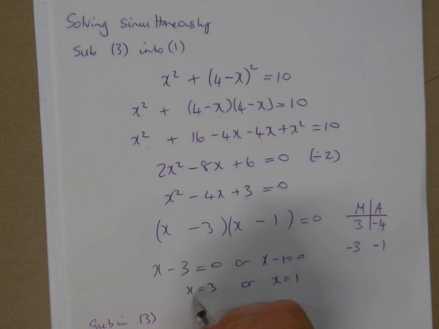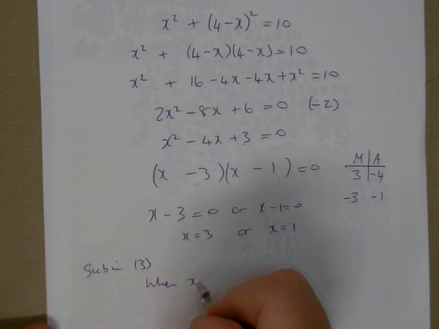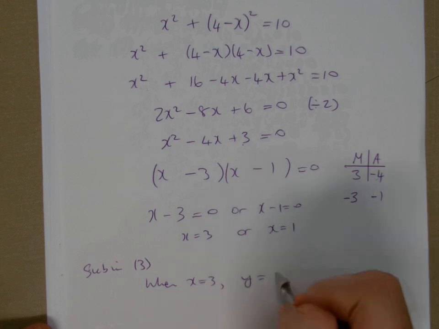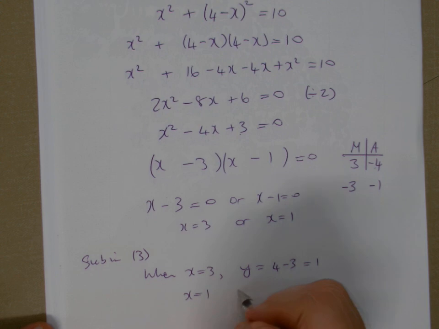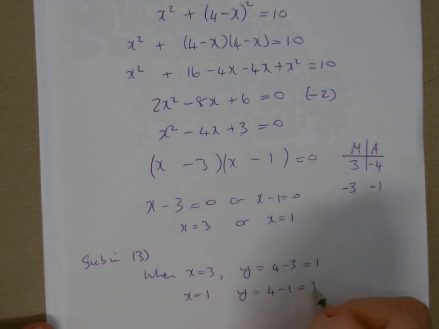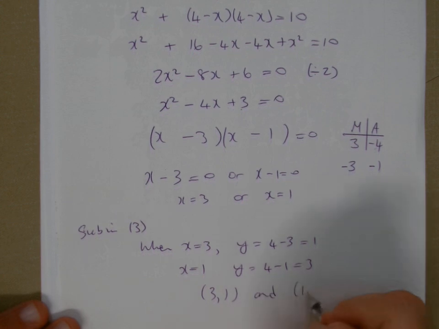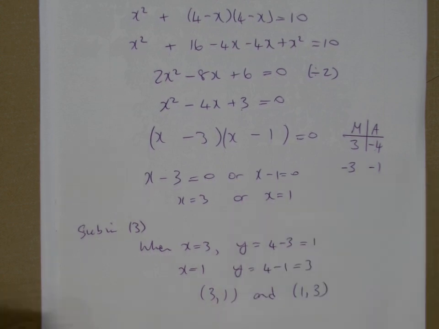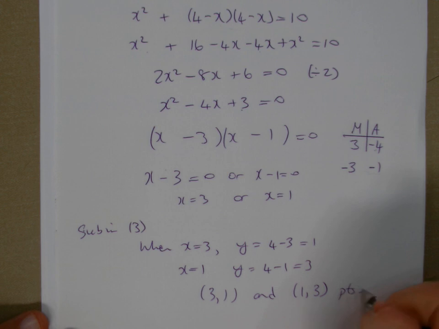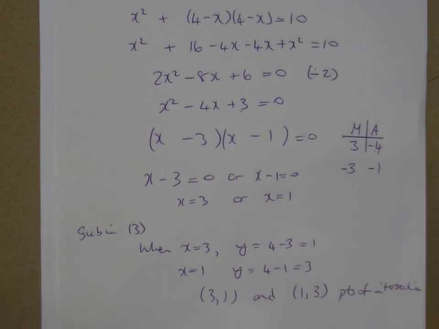to work out y. So in this case, when x is 3, y will equal 4 minus x, so 4 minus 3, which is 1. And when x equals 1, y will equal 4 minus 1, which is 3. So I've got (3, 1) and (1, 3) as my points of intersection. Okay, we're done.